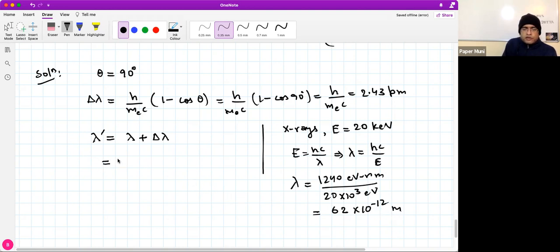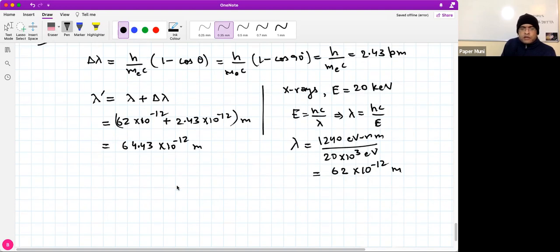So we use 62 into 10 to the power minus 12 plus 2.43 into 10 to the power minus 12 meter. So this becomes 64.43 into 10 to the power minus 12 meter. So we have the wavelength.